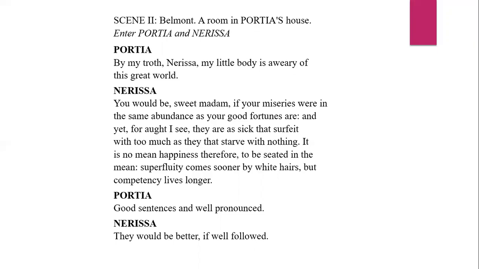Okay, Act 1, Scene 2. In your textbook, it's page number 14. In this scene, we are taken from the commercial world of Venice. The first scene happens in Venice, which is completely commercial. Now, from this commercial world, we are taken to the romantic world of Belmont. Portia's mansion is here in Belmont.